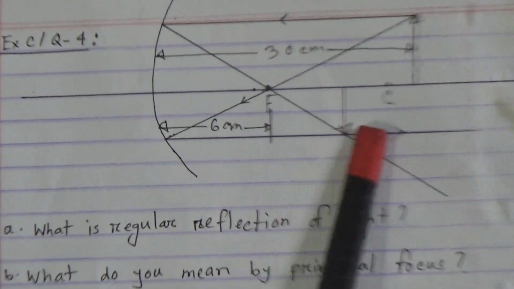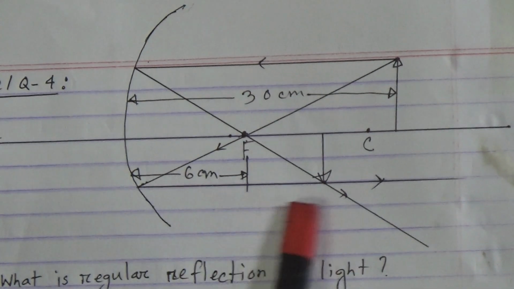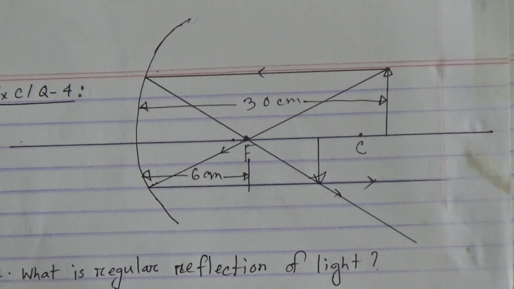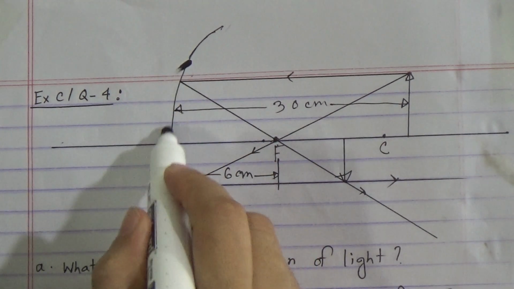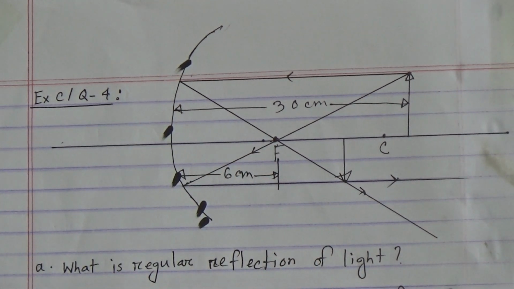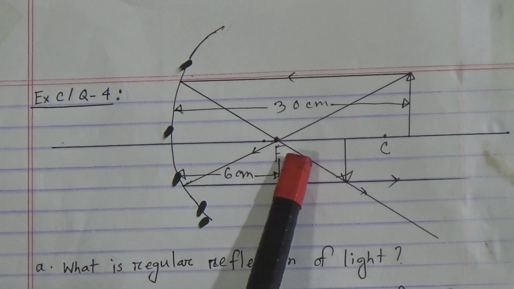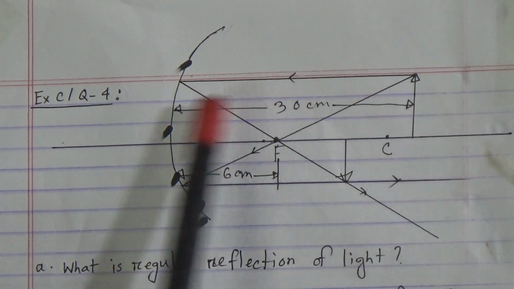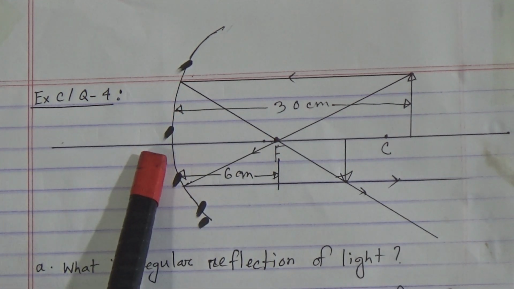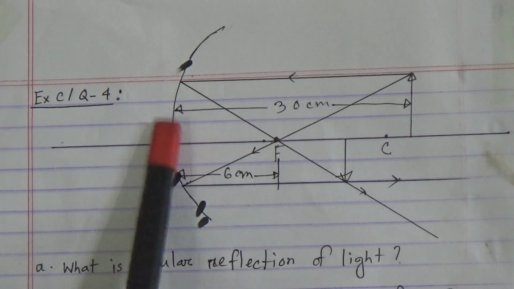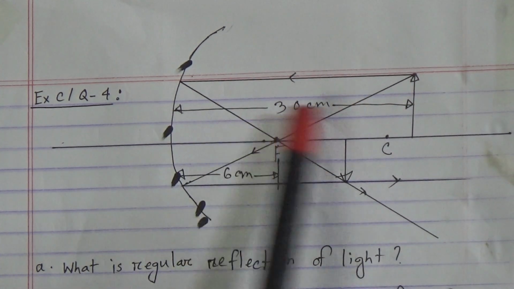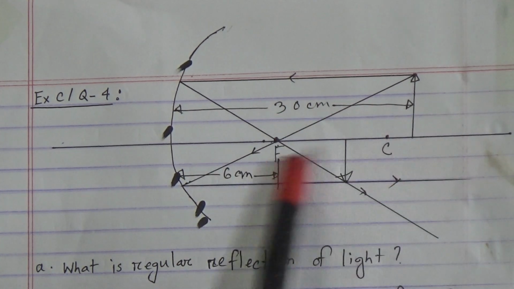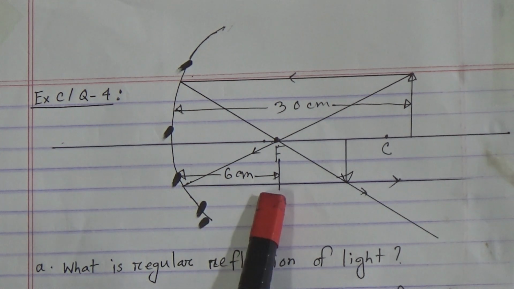At first see this figure. Now this is the stem. Here given concave mirror. That one is a concave mirror. Here F is the focal point and C is the center of the curvature, and this is the object. And this is pole P. The distance from the pole to the object is 30 centimeter.